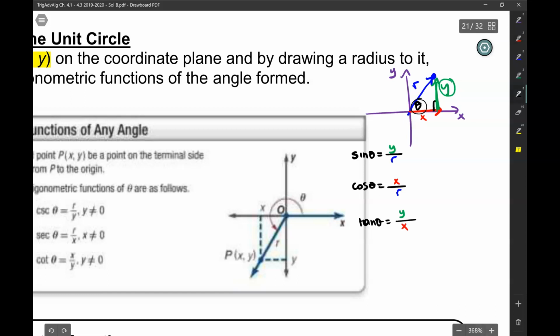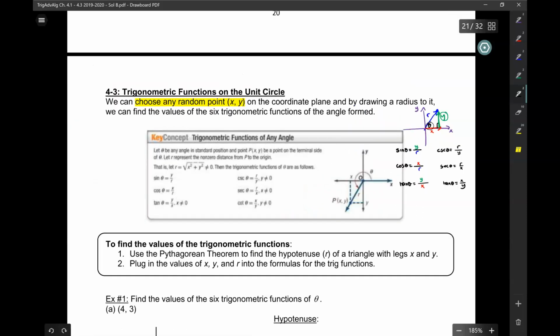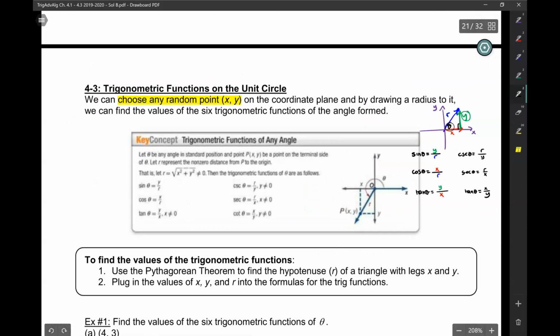And once you have that, the rest, cosecant and so on and so forth, are just the reciprocals. So cosecant is r over y, secant is r over x, cotangent is x over y. Okay? Now you can memorize these, or once you take a look, you'll see that it's always going to turn out to be the same. These are the same as what is listed here. So why don't we actually jump into a problem and go ahead and solve one.